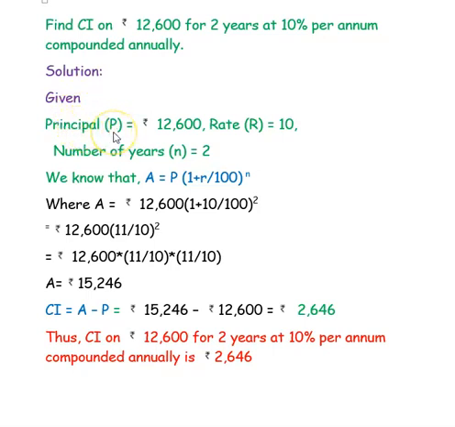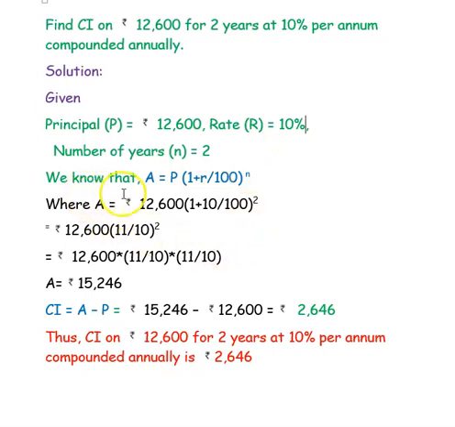Principal, denoted as P, is rupees 12,600. That is the amount we are investing. The next is rate of interest, denoted as R, and it is 10%. The next is the number of years, denoted as small n, and it is given as 2 years in the question. Next, it's compounded annually, that is, it's compounded for only 1 year.